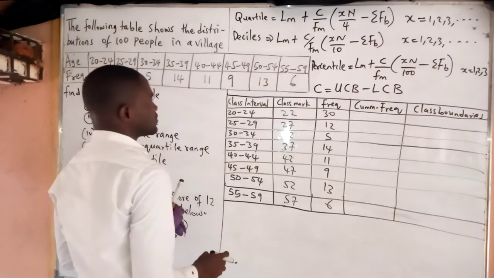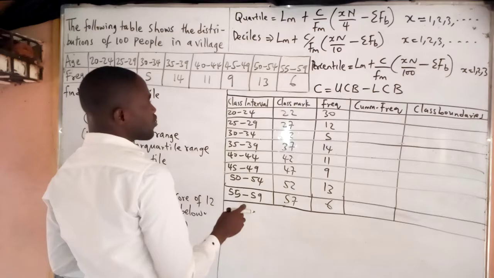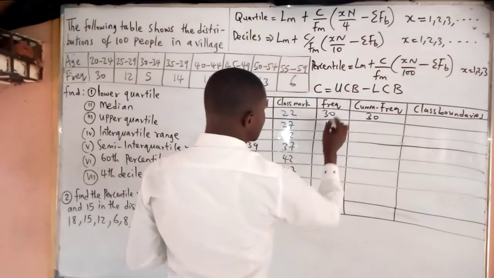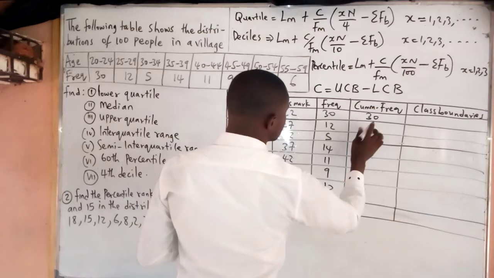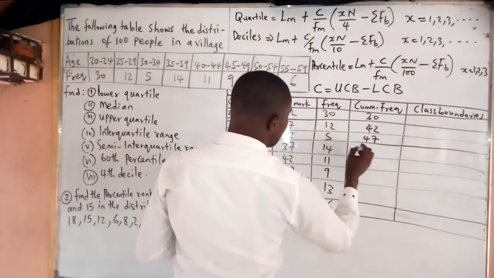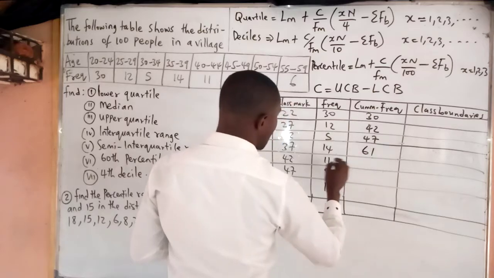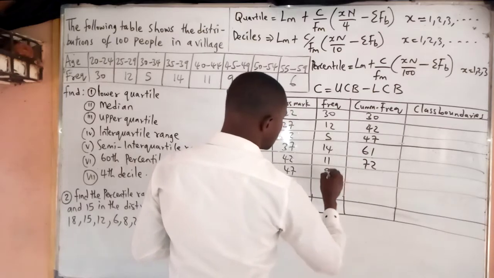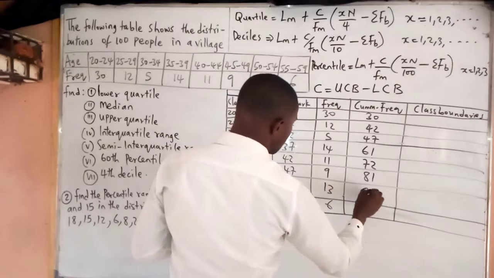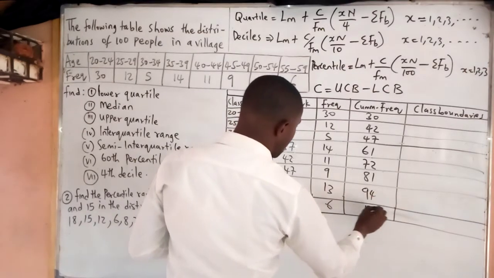Cumulative frequency. Now in cumulative frequency, the first frequency is 30, 30 plus 12 is 42, 42 plus 5 is 47, 47 plus 14 is 61, 61 plus this is 72, 72 plus this is 81, 81 plus this is 94, 94 plus this is 100.